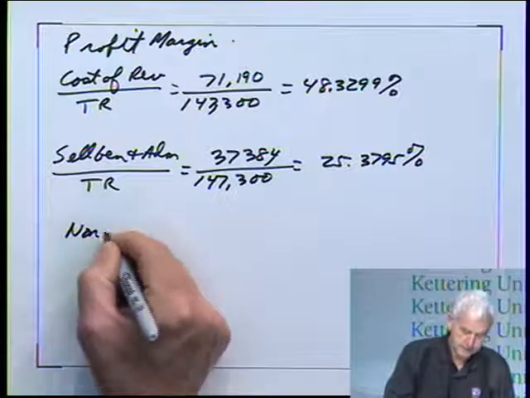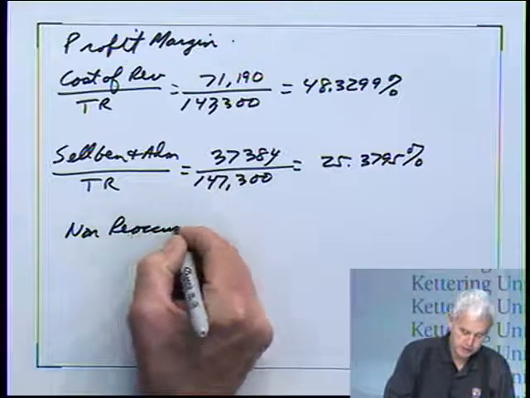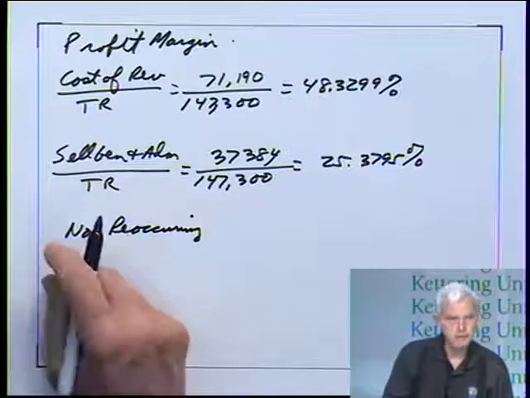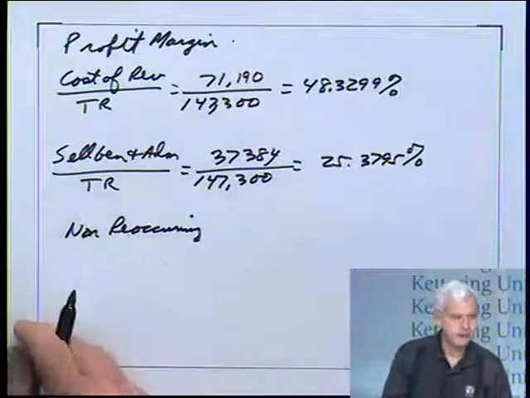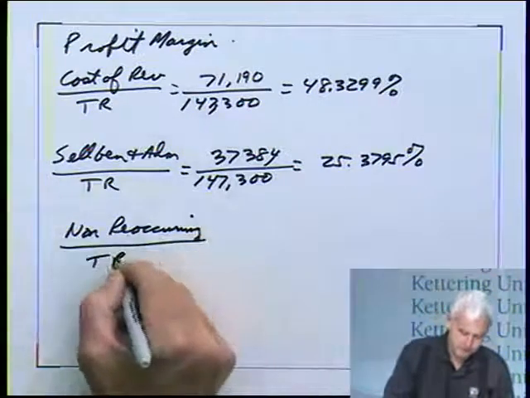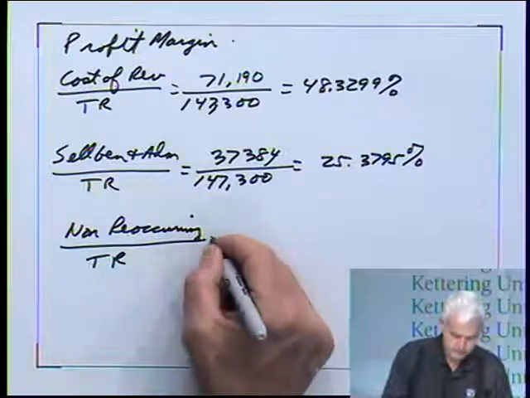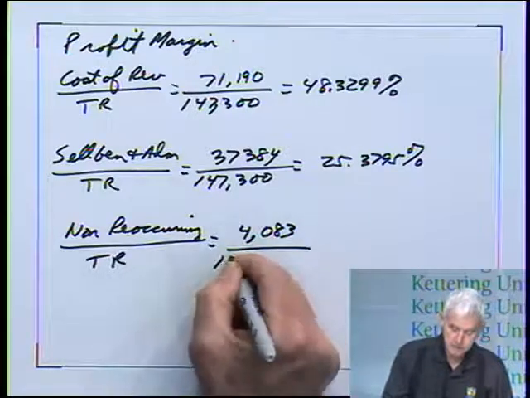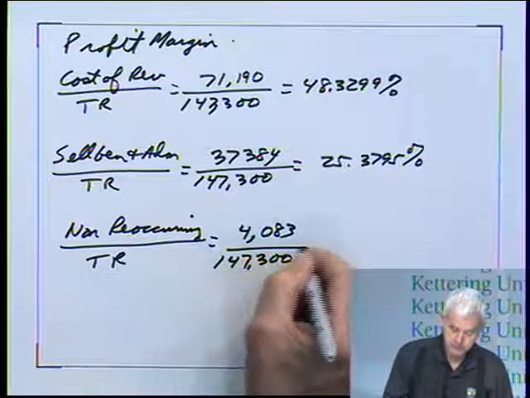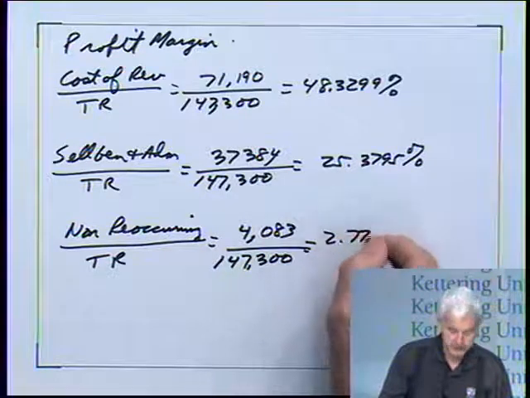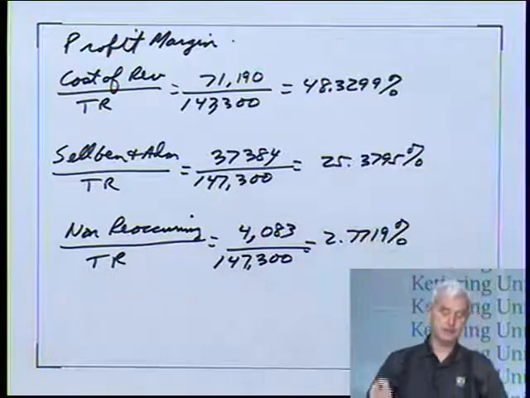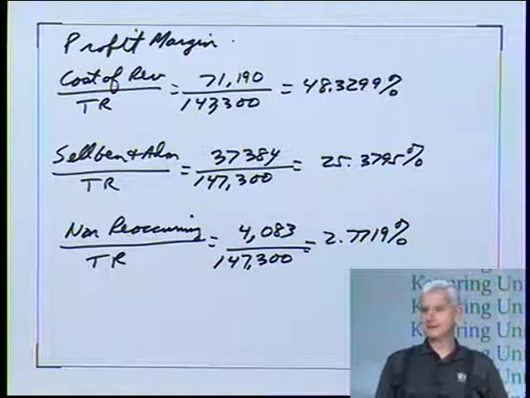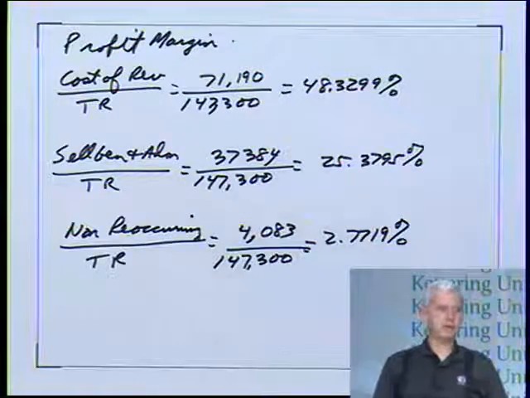The non-reoccurring. I don't really know what that even means. Non-reoccurring means not going to happen again. Fine. What does that mean? Over total revenue. It's 4,083 over 147,300, and that's 2.7719%. I have no comment to make on that. I have no idea. But it's a number that we're going to need as part of another calculation.